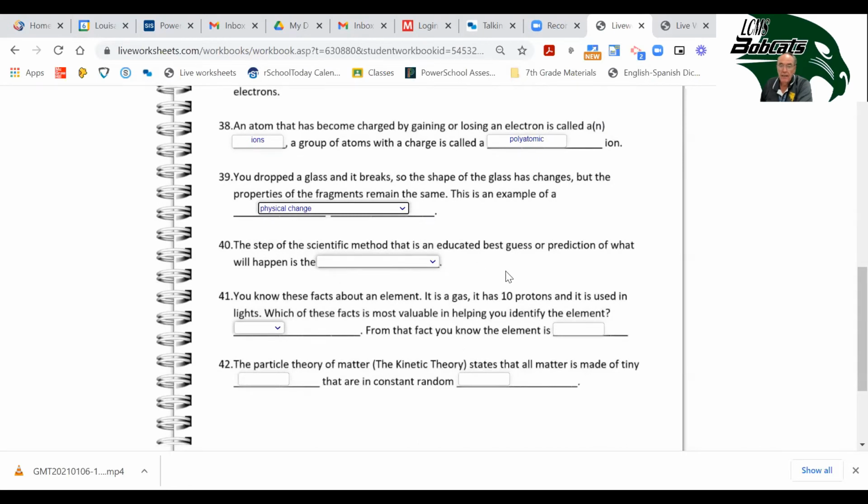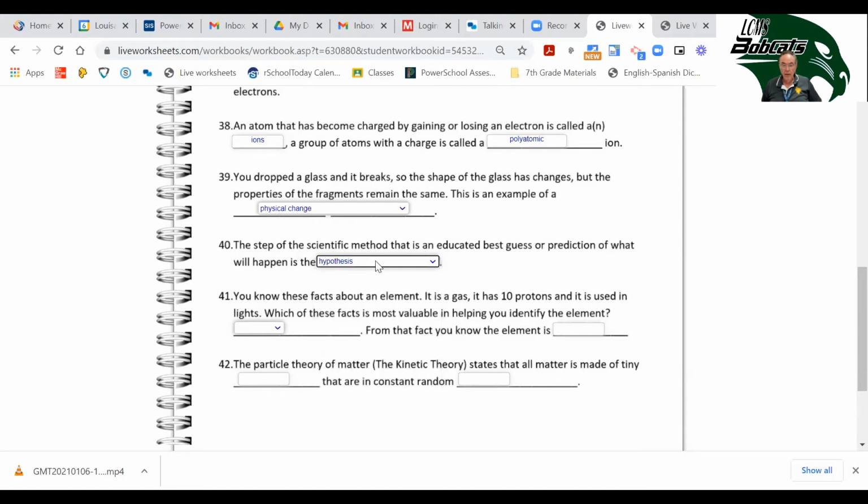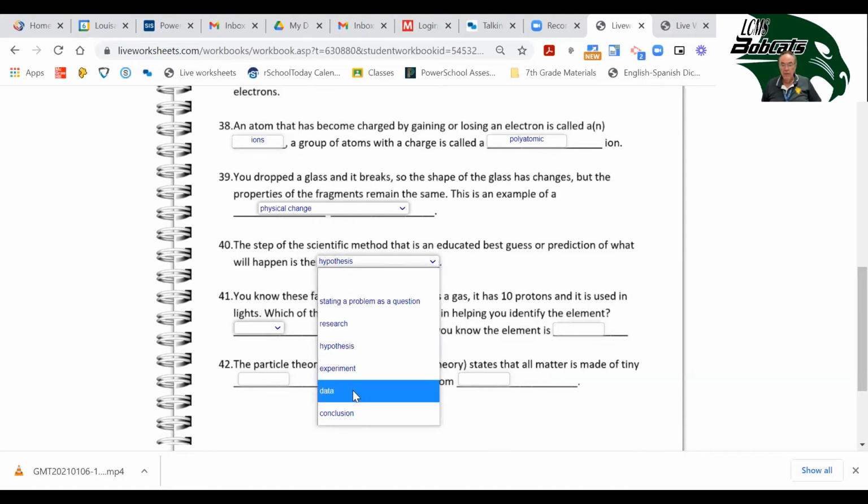Okay, the step of the scientific method that's the educated best guess or prediction of what will happen is the hypothesis. The first thing we do is state a problem as a question. Then we may do some research. And then we make a hypothesis of what we think will happen. After the hypothesis, we do an experiment where we gather data and we make a conclusion.